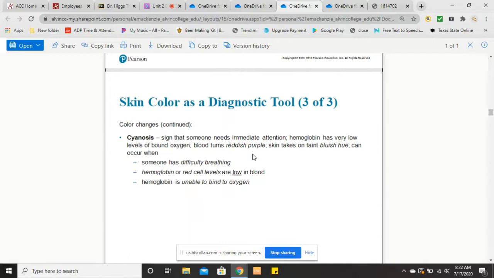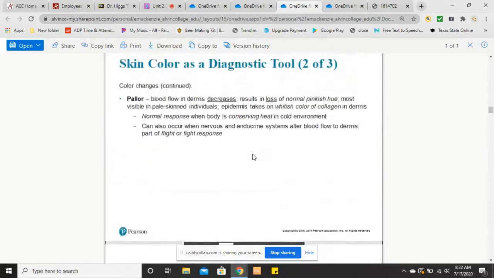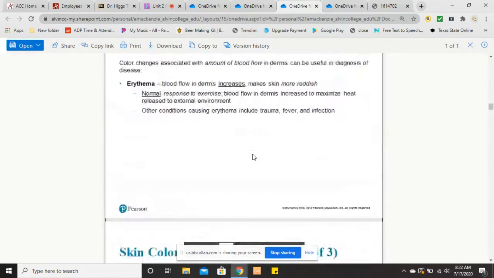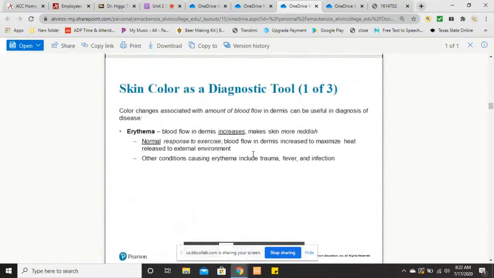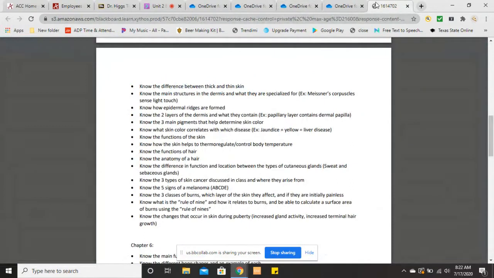We call that cyanosis. Keep it that simple. Blue is cyanosis because of lack of oxygen. Whitish pale is pallor because of decreased blood flow. And redness is erythema because of increased blood flow. Look at that. You're halfway to being a doctor now.